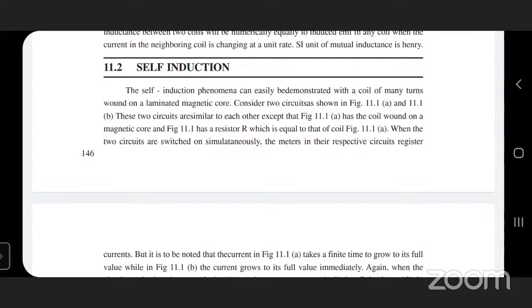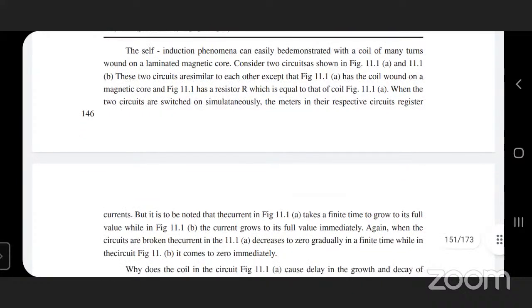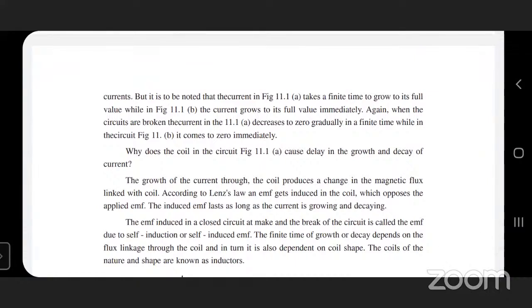What is self-inductance? The self-inductance phenomenon we can easily observe with a coil of many turns wound on a laminated magnetic core. Let us discuss these two cases. Figure A contains a coil wound on a magnetic core, and in figure B, a resistor is there. When the two circuits are switched on simultaneously, the galvanometer shows how much current is passing through. But it is to be noted that the current in figure A takes a finite time to grow to its full value, while the current in figure B grows to full value immediately.